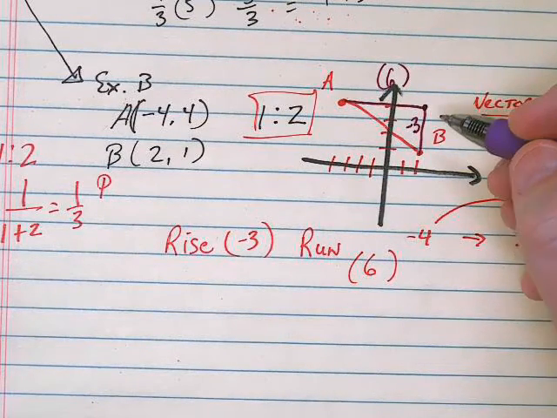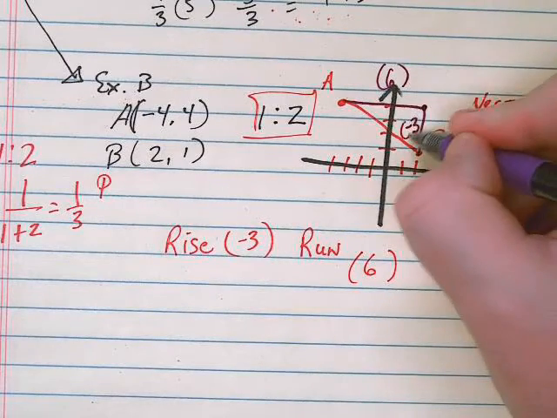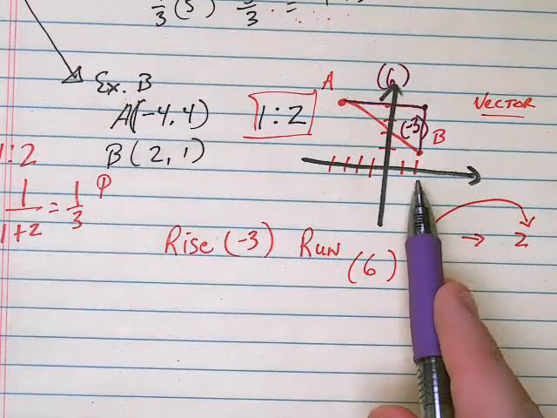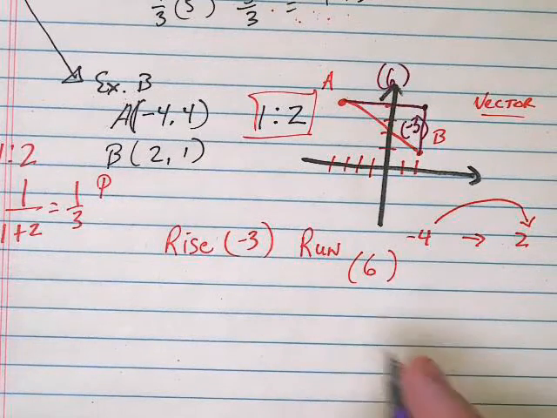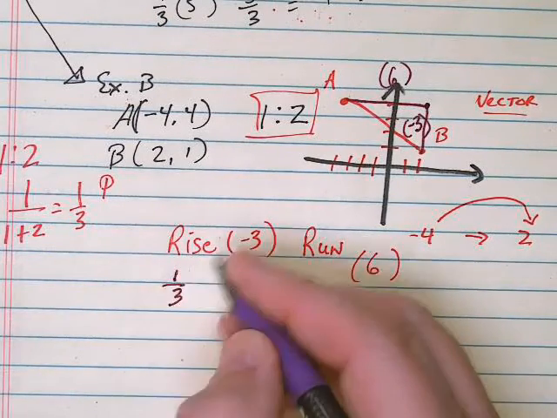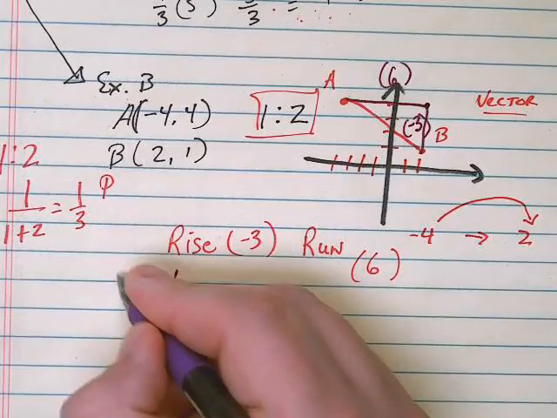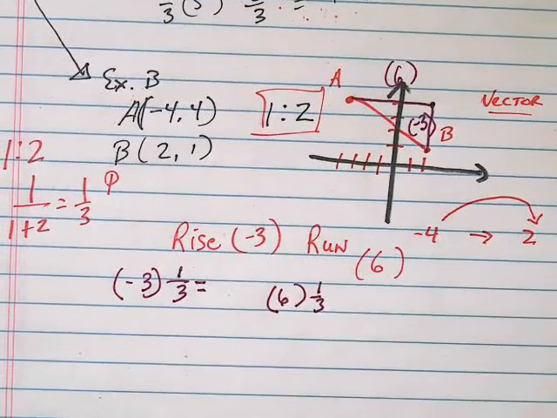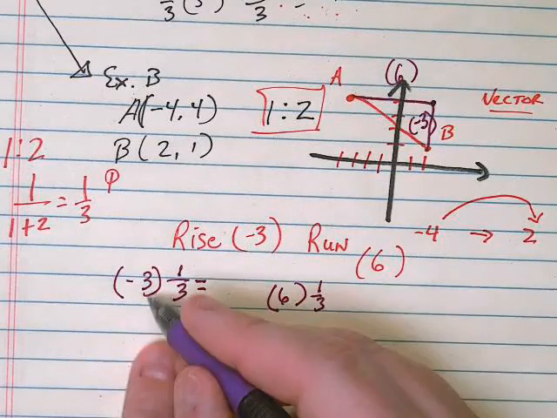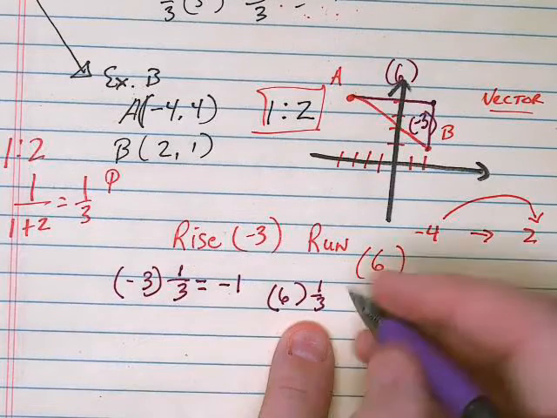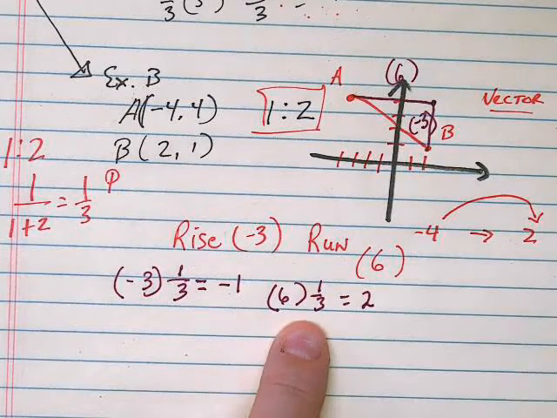So you could look at it on a graph. You don't have to, but you could. And on this one, they have a graph provided. So we're 6 units to the right, and we're 3 units down. Everyone okay? Well, the total distance of P is 1/3. And so what we have to do is apply 1/3 to each the rise and the run. What's 1/3 of negative 3? Just multiply. Negative 1. What's 1/3 of 6? Just multiply. It's 2.